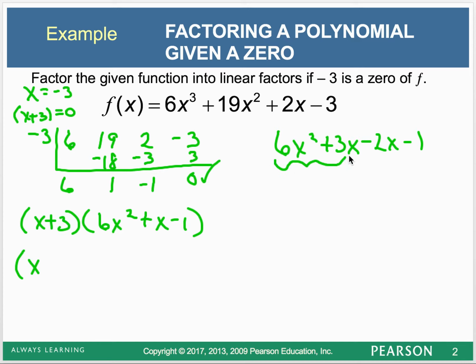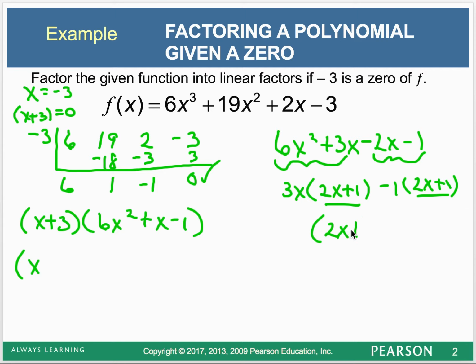Right, now I can factor by grouping. I can factor out a 3x, and that leaves 2x plus 1. I can factor out a negative 1, which leaves 2x plus 1. Now the 2x plus 1 can factor out and leave 3x minus 1. Okay, so then we have all of our factors. We have the x plus 3, and now I know that this is 2x plus 1 times 3x minus 1.